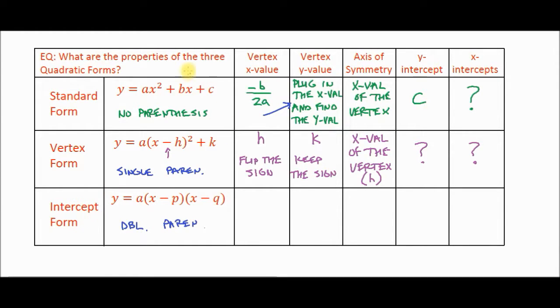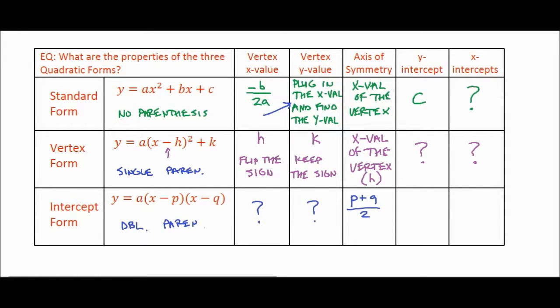Can we find the vertex x value quickly with this form? Nope. Not so easy to do. Can we find the vertex y value? Nope. In fact, this form doesn't give us really anything regarding the vertex. Does it give us the axis of symmetry? Actually, it does. The axis of symmetry is going to be p plus q divided by 2. So it's just the average of those two values, p and q.